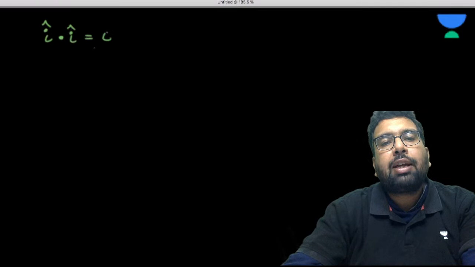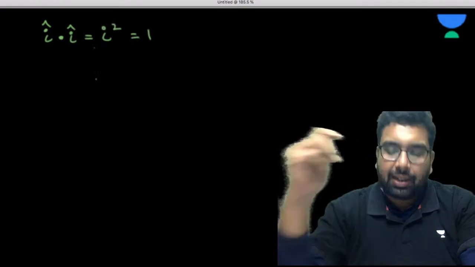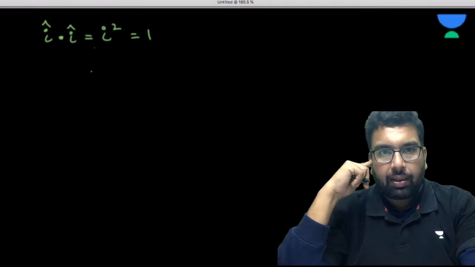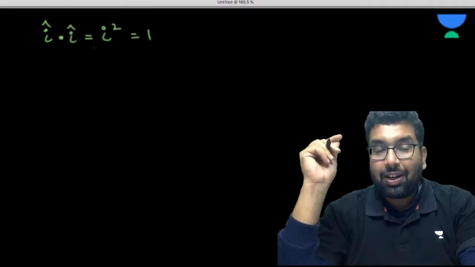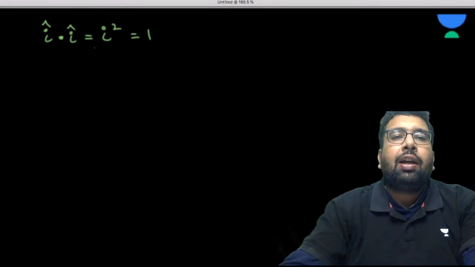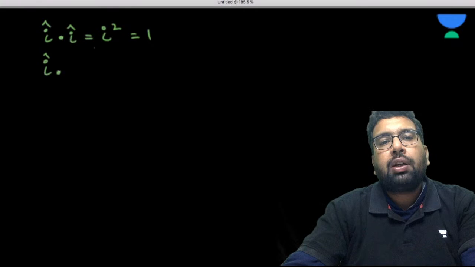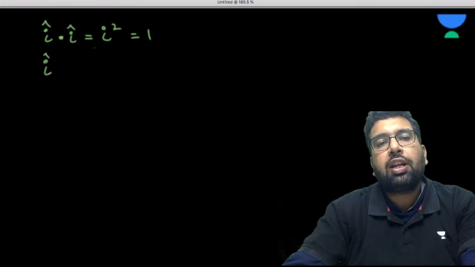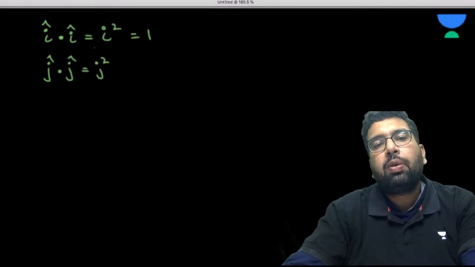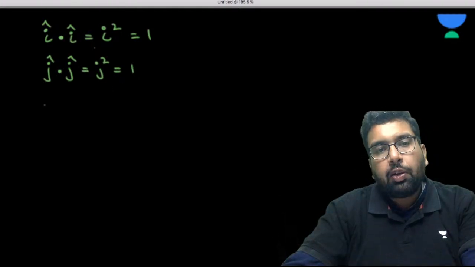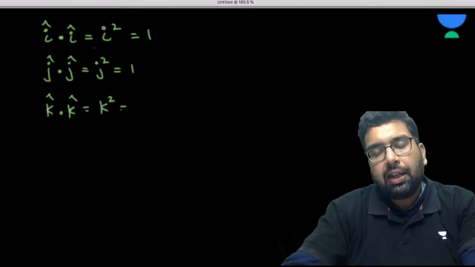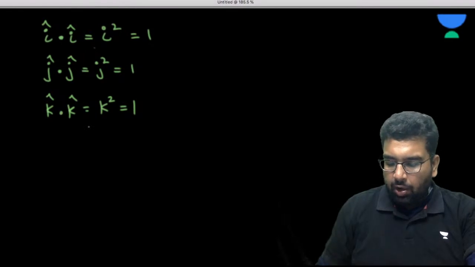Now similarly, I cap dot I cap will become I square, that is, it will become 1, isn't it? Do you agree? Very important information. Similarly J cap dot J cap becomes J square, and the magnitude of J is 1 since it is a unit vector. K cap dot K cap becomes K square, which is 1. Do you agree or not?